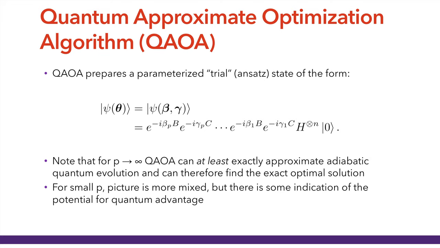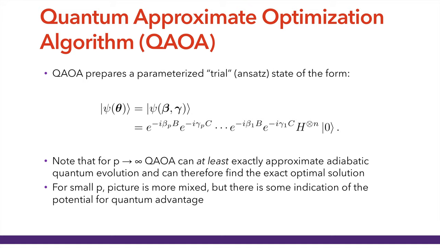But first, why is this a good idea? Well, first, and I will show you this later, there is the connection to adiabatic quantum evolution. But in a nutshell, with enough steps, there are multiple arguments why QAOA would get to the optimal solution. For one, it can at least exactly approximate adiabatic quantum evolution. But I think there are also other explanations for why, with p approaching infinity, QAOA can get the optimal solution.